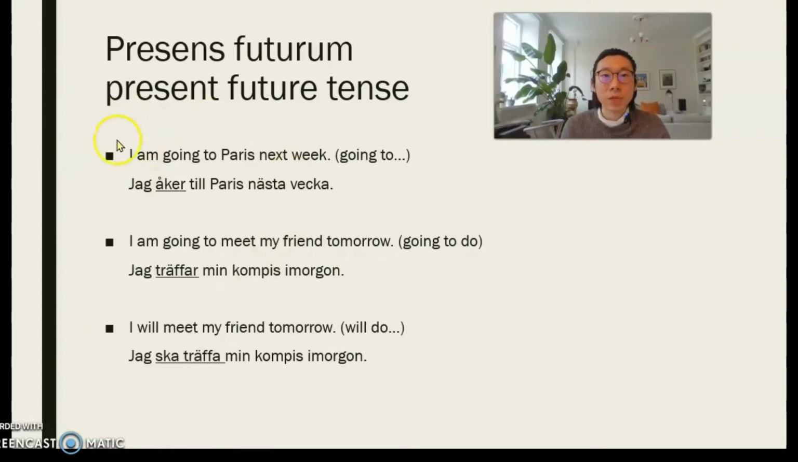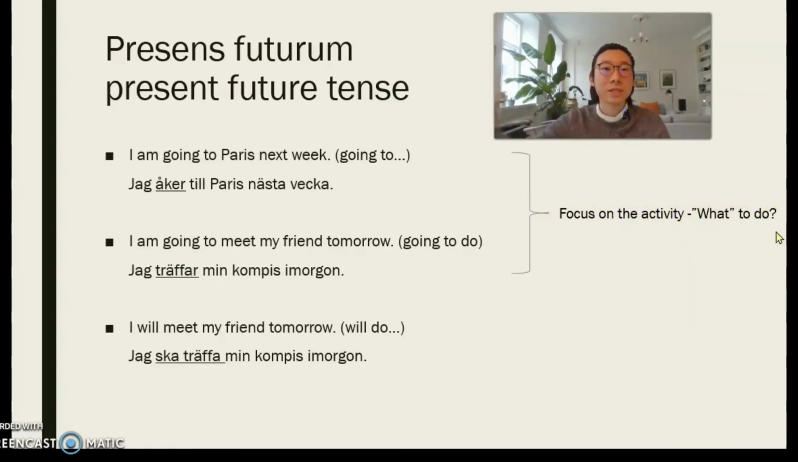For example, when you say "I'm going to do something," or when you use the present tense in Swedish, when you say "jag åker till Paris" eller "jag träffar min kompis imorgon," you have a stronger focus on what to do. You have a stronger focus on the activity. So you're telling your friend, this thing is something I'm going to do in the future.